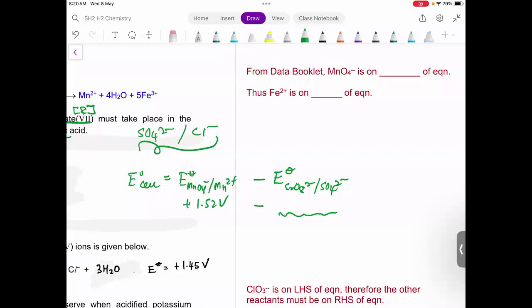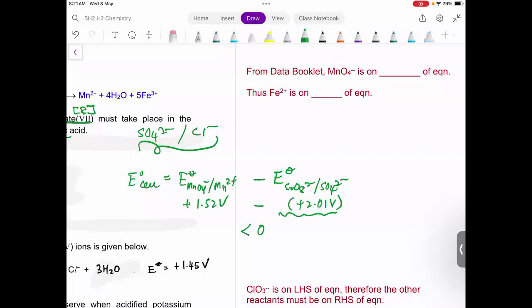This one is a positive 2.01, right? So when you subtract, you end up with less than 0. With this, you prove that sulfuric acid doesn't undergo redox reaction. It will just be there to provide the H+, which is required for your manganate(VII) to become Mn2+. So we prove that there's no redox reaction. Acid is just there to provide H+.